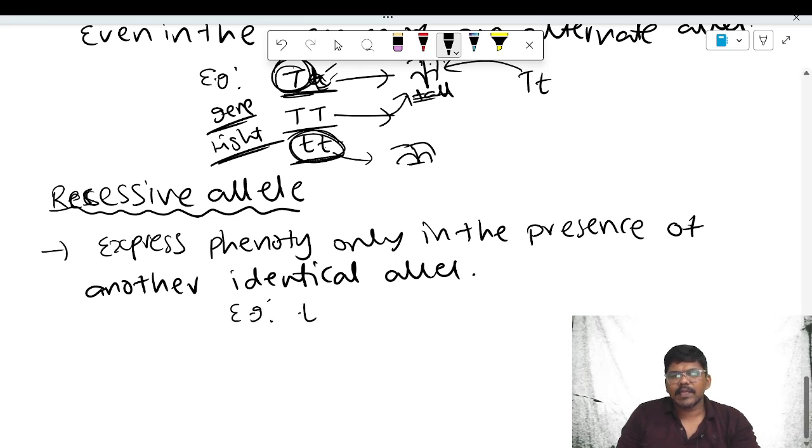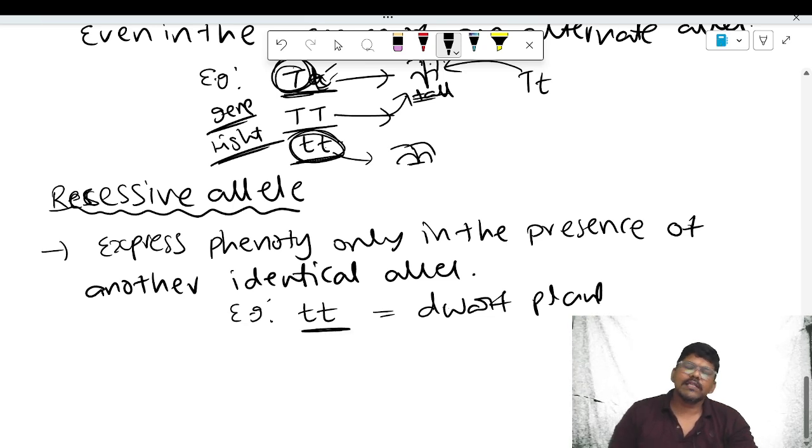Example: if you see small t, small t, then only you can see the formation of a dwarf plant. If there is a gene which contains two alleles, that is small t, when both are similar alleles, then only you can see the expression of the phenotypic character. An example of that is small t small t will give a dwarf plant. That is about the recessive allele.